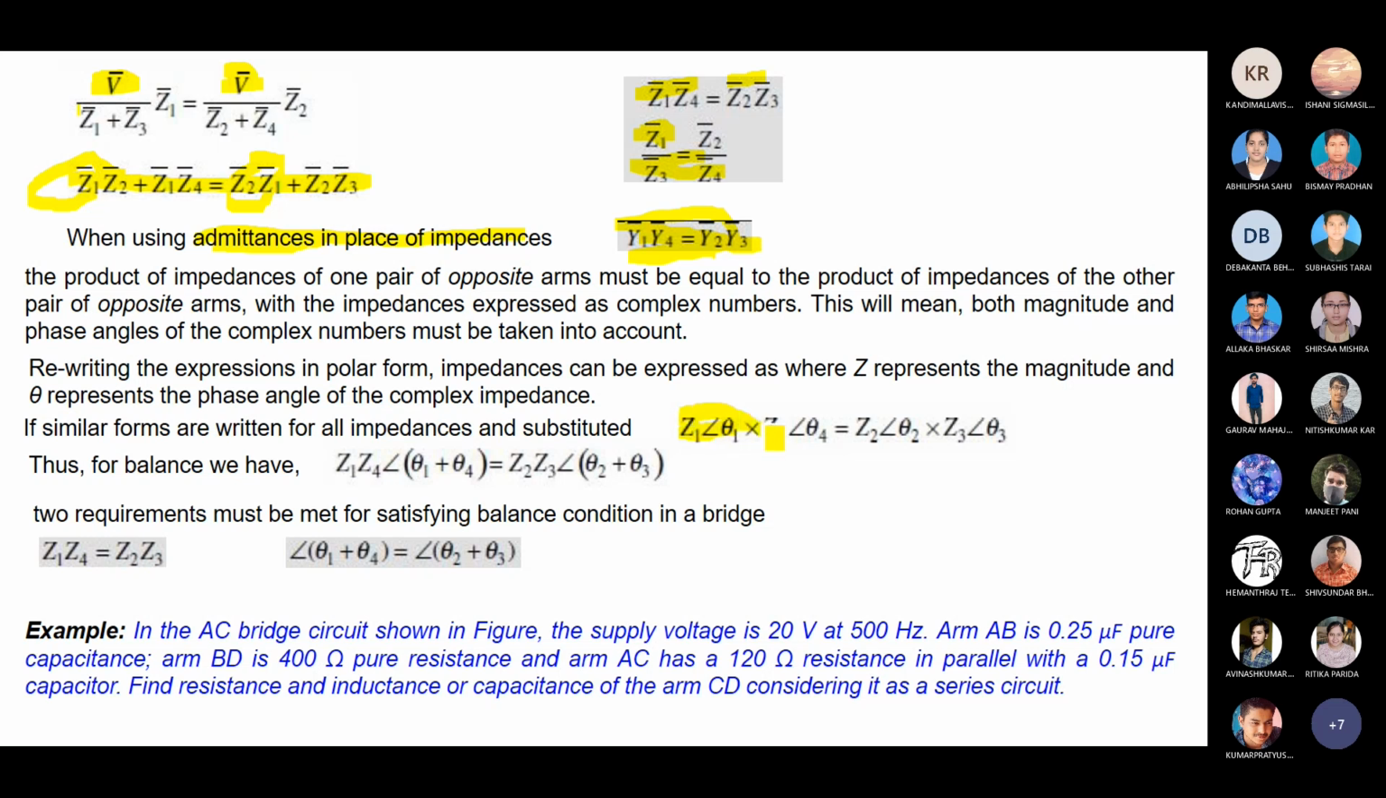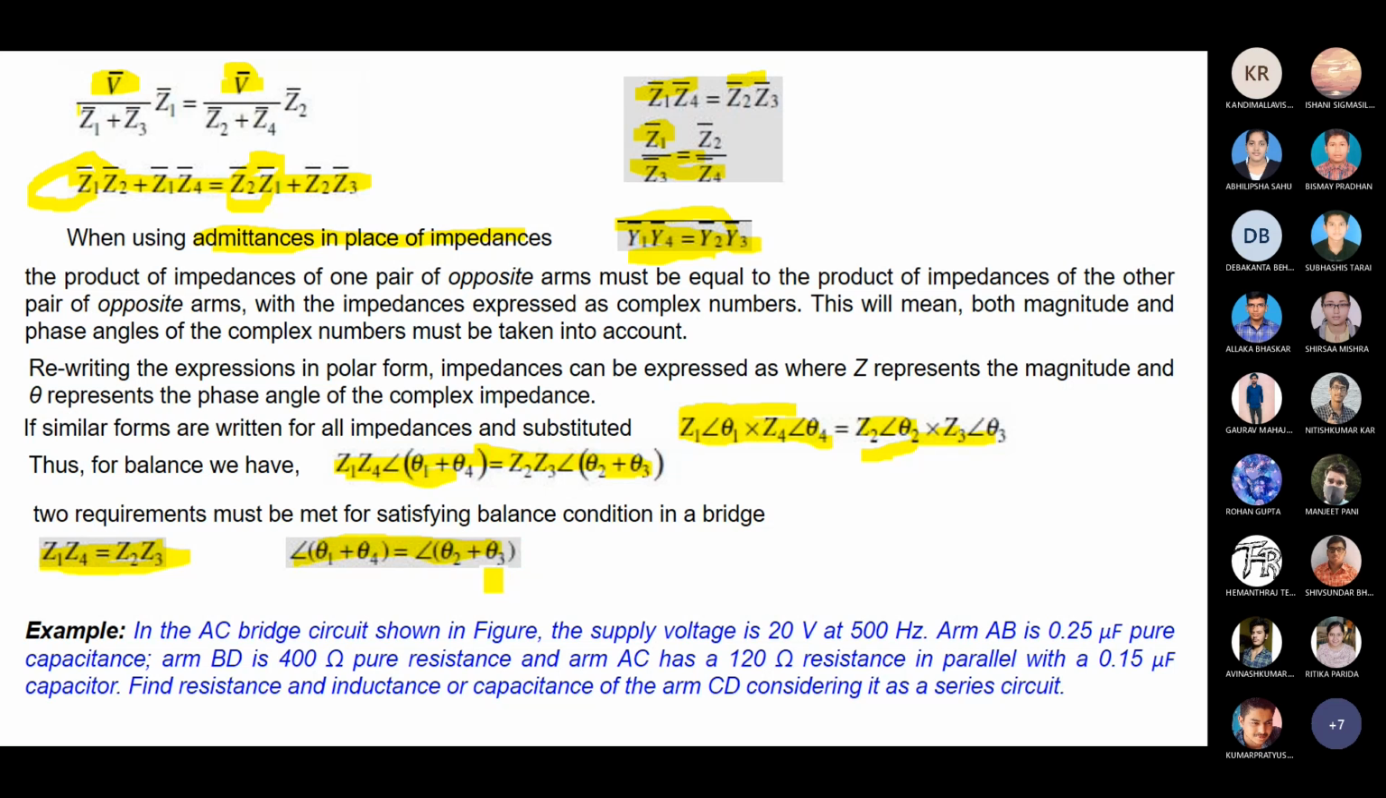So Z1 bar you can write as Z1 with angle theta 1, Z4 bar as Z4 with the angle theta 4, and Z2 Z3 as Z2 theta 2 into Z3 theta 3. Multiplication means addition of the angles: Z1 Z4 with angle theta 1 plus theta 4 equal to Z2 Z3 with the angle theta 2 plus theta 3. Okay, so the requirement is just like that. As simple as that.